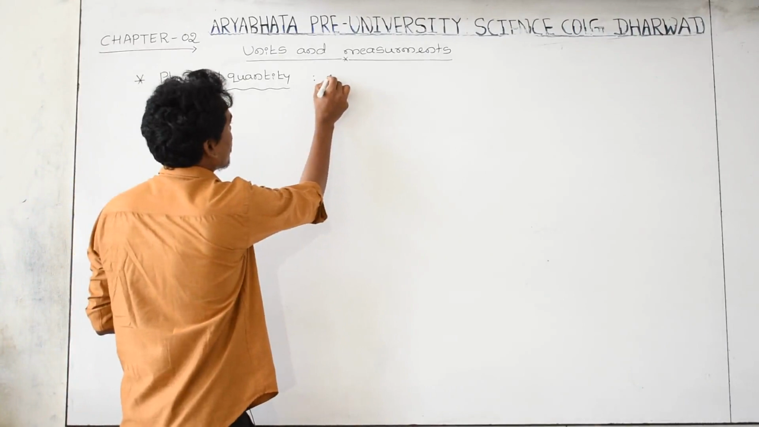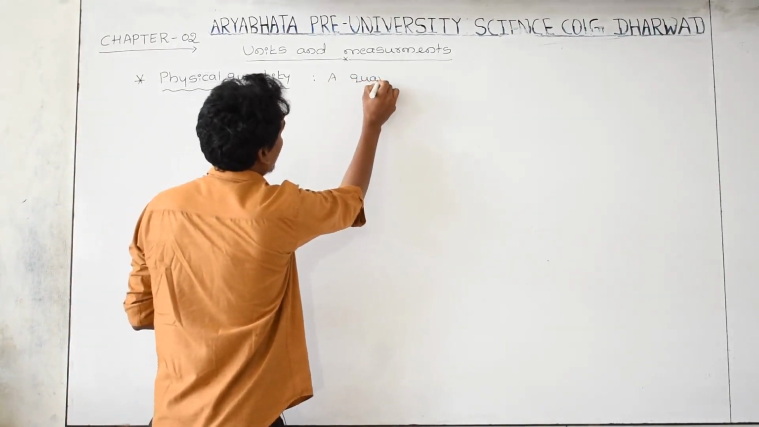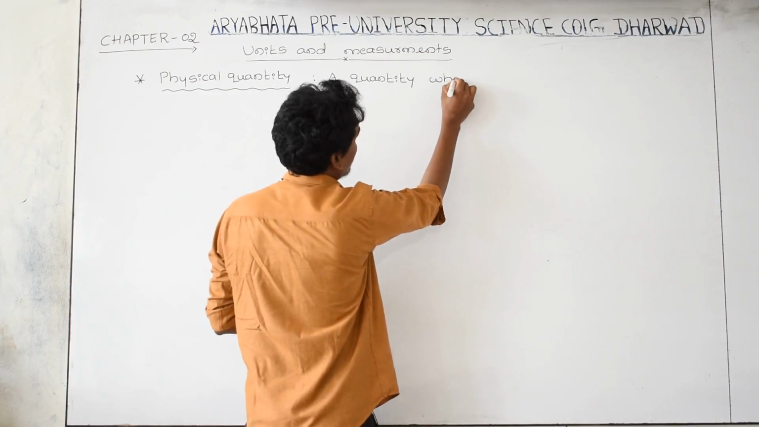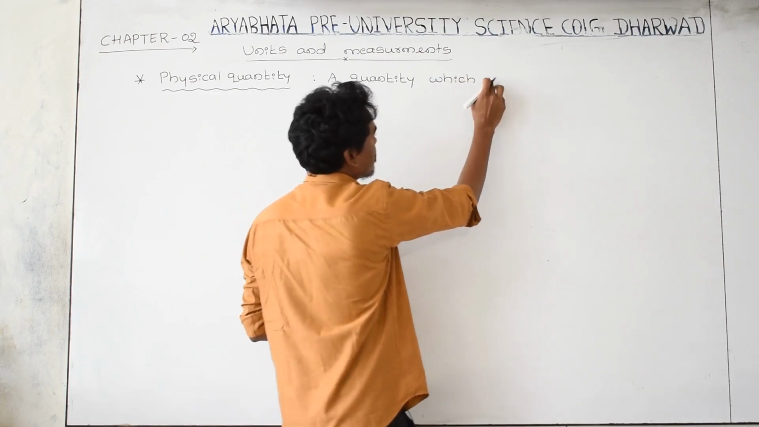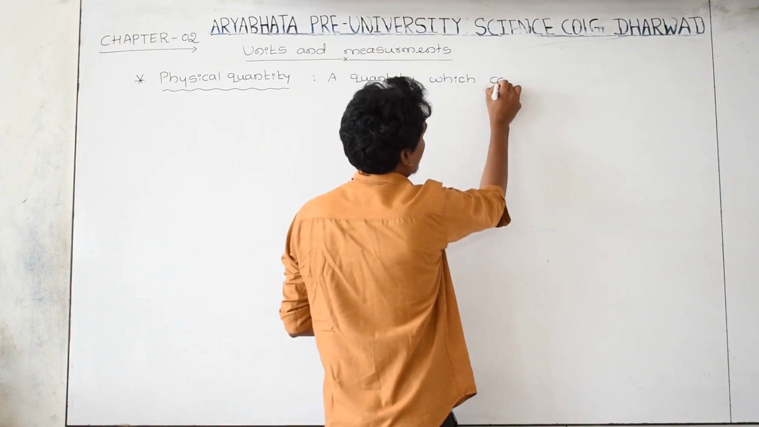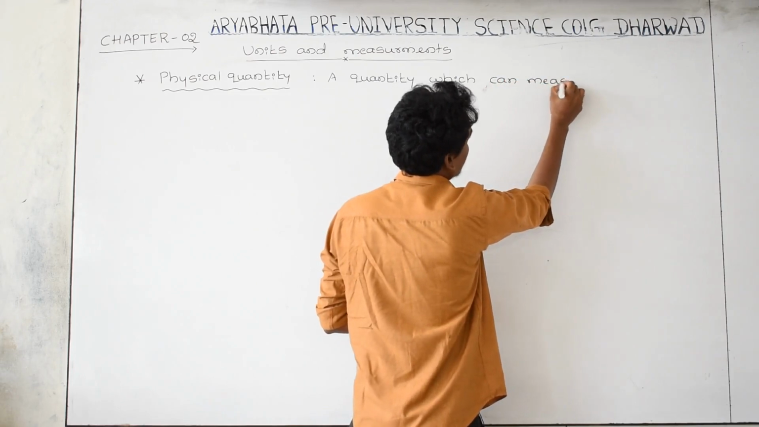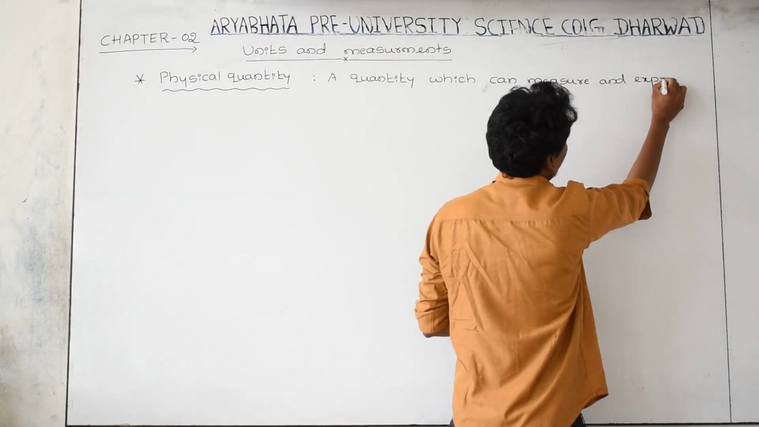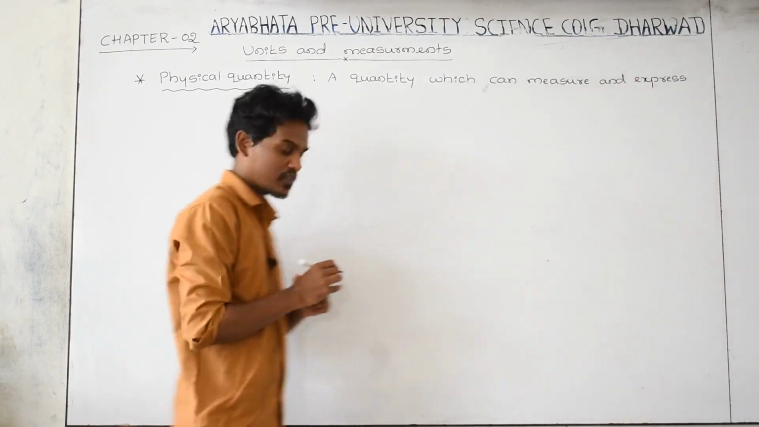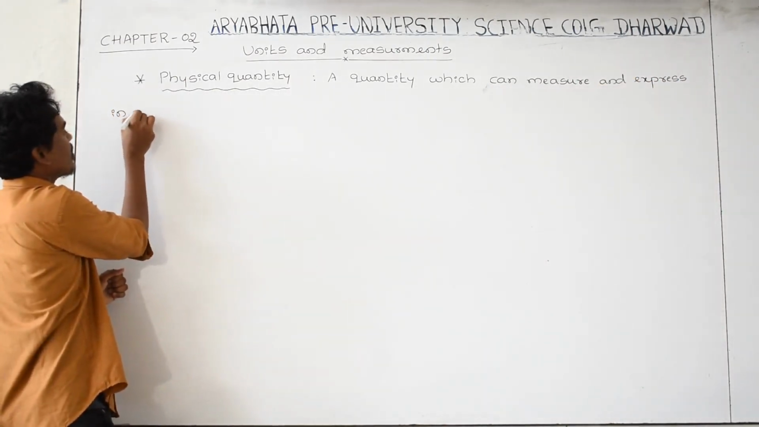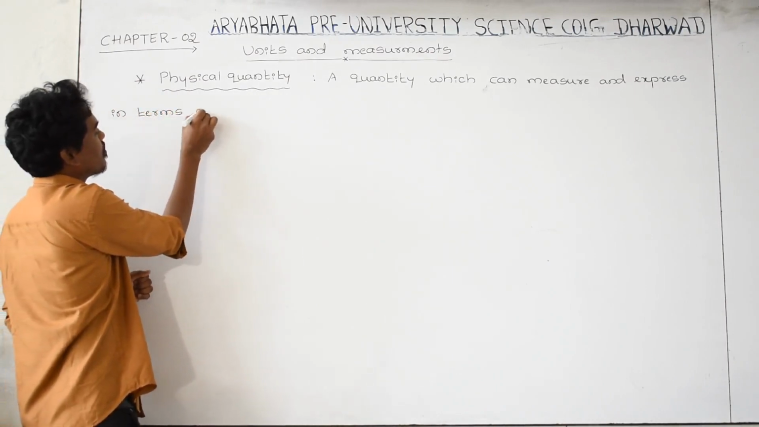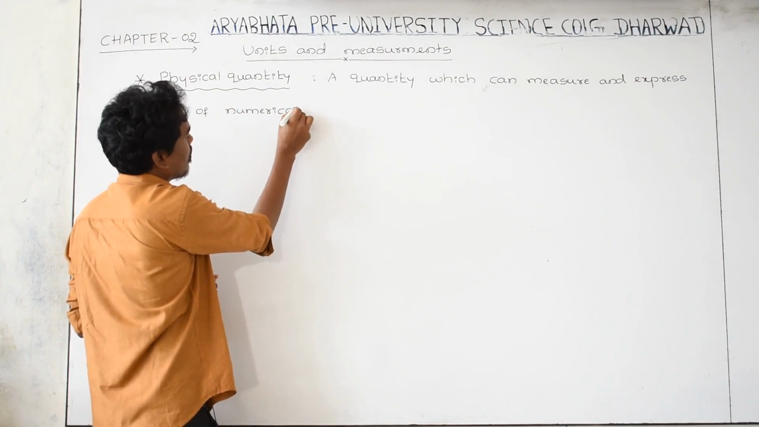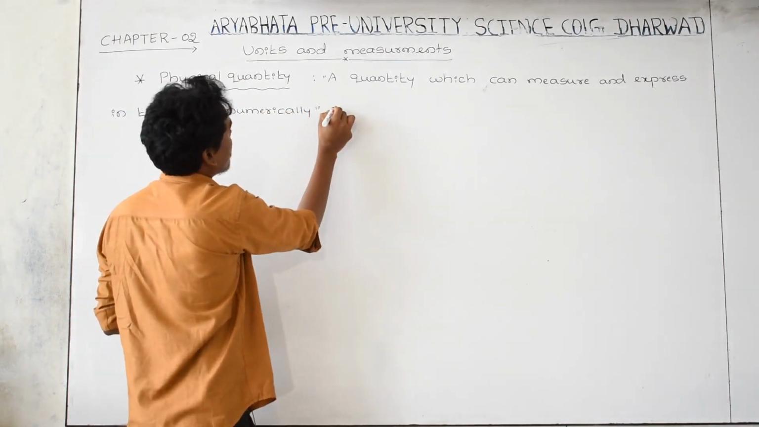It is a quantity which can be measured and expressed in terms of numerical value, numerically. These quantities are called physical quantities.